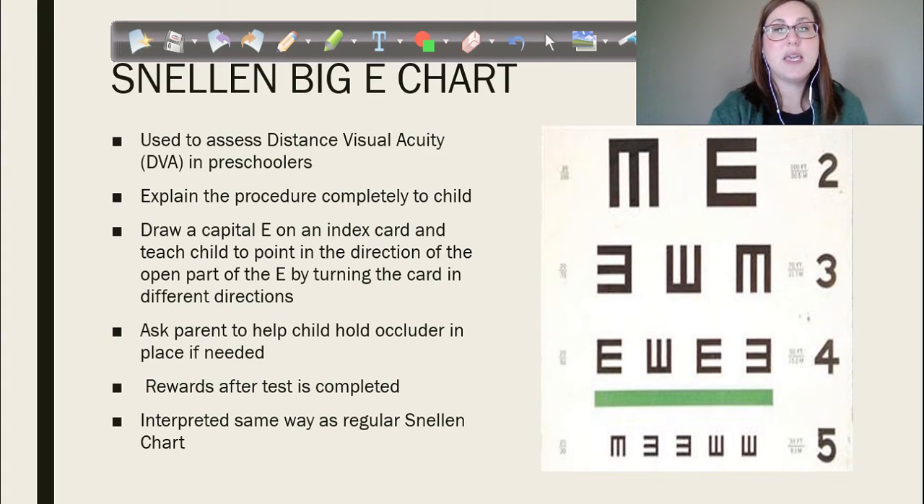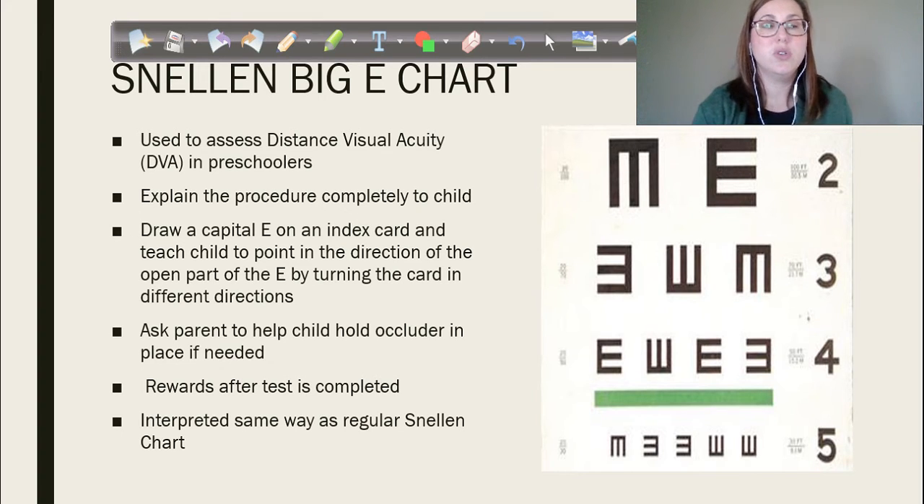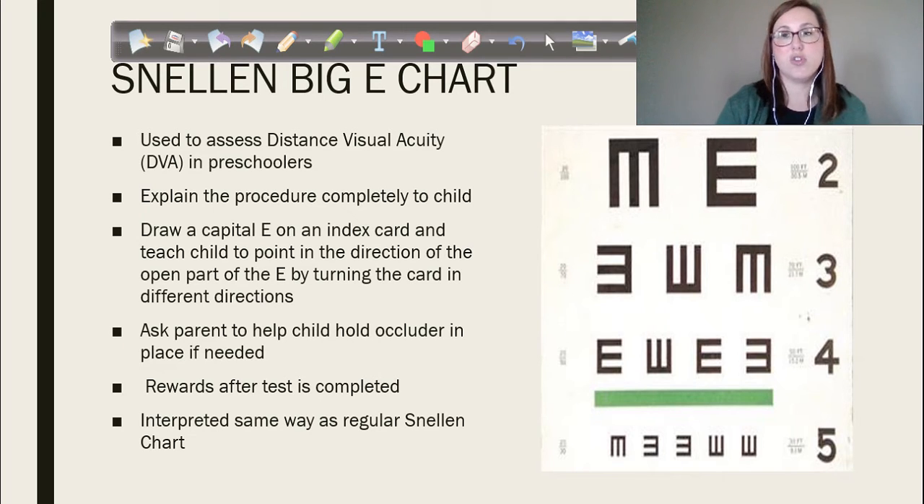If we look at the Big E Snellen chart, this is used to test visual acuity, the distance visual acuity in preschoolers. So you might have to take some time to explain this to a child. You might have to draw an E on an index card and then teach the child to point that E in whichever direction they see it by turning that card in different directions. Their parent might need to help them. They might need to help them hold the occluder.